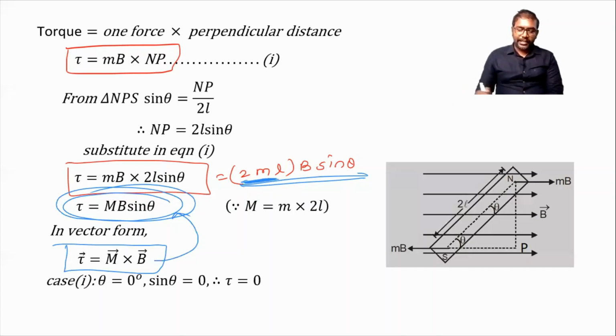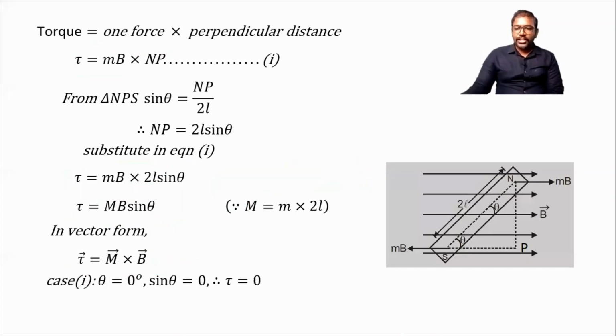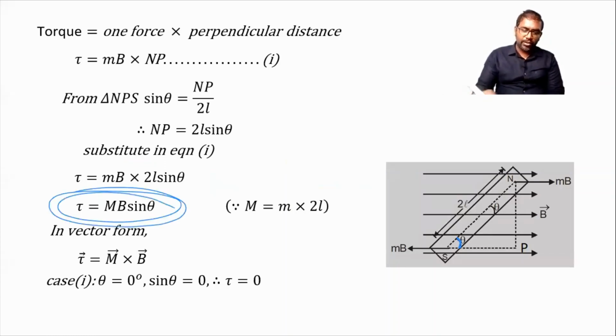Now let me learn the cases also. Case 1, if theta is 0, means if this angle theta is 0, it means that the axis of the magnet is parallel to the direction of magnetic field. Then theta is 0, then sine 0 is 0. We are using this formula. Sine 0 is 0, so 0 multiplied by MB is 0. So torque acting on a dipole is 0. No torque when axis of the magnet is parallel to the direction of magnetic field.